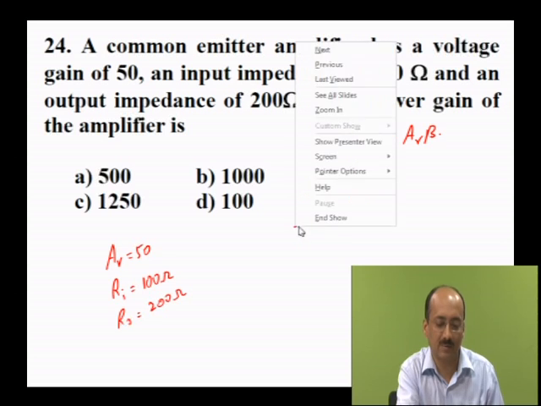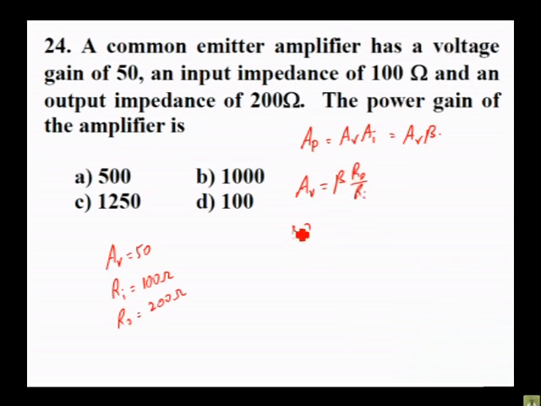So this AV is 50. 50 equals beta into 200 by 100. This will cancel, twice. 2 beta equals 50. So beta equals 25.